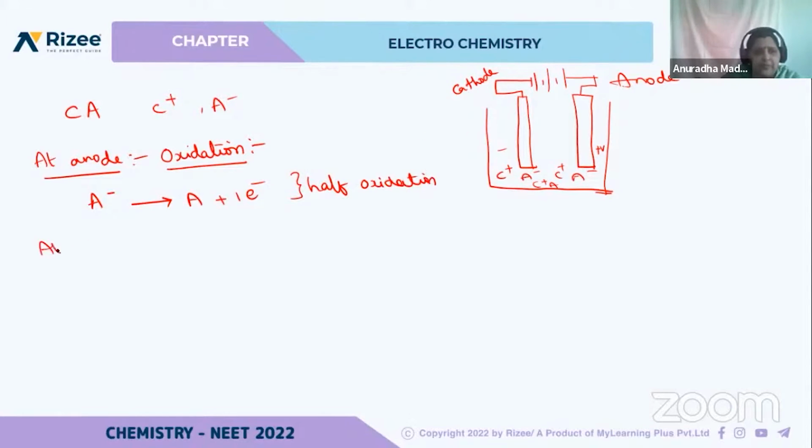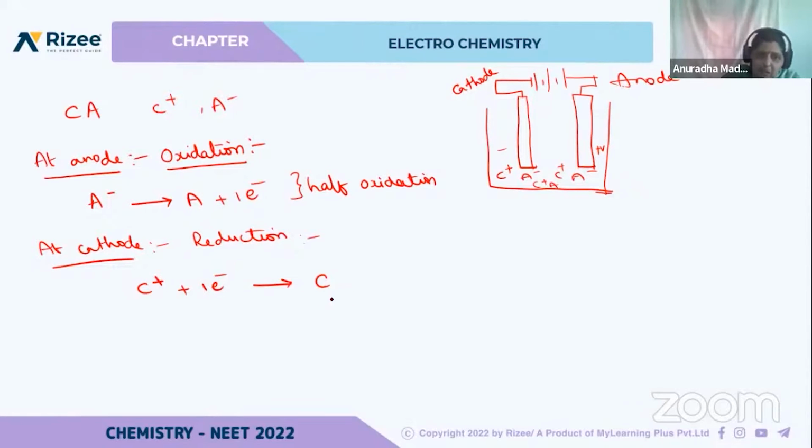Then let's see the cathode, which is the negative terminal. The released electron goes towards the cathode and reduction occurs. The C plus cation takes up this one electron and changes into C. So here gain of electrons is happening, and gain of electrons is nothing but reduction. If we add both the reactions, one electron and one electron will get cancelled, giving A minus plus C plus gives rise to A plus C.